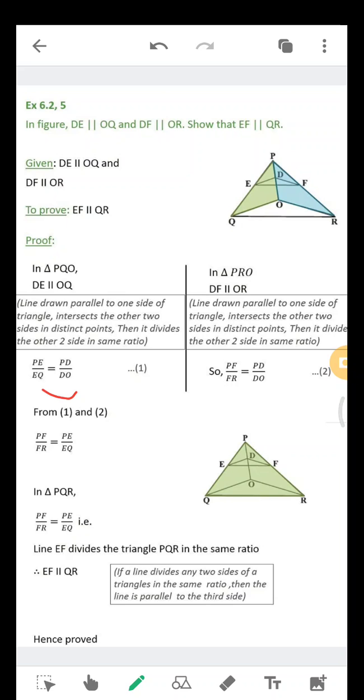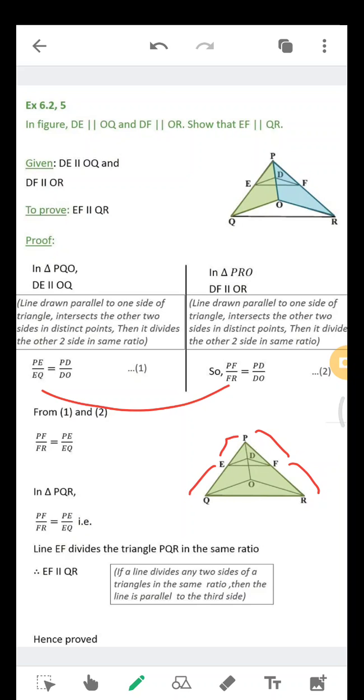PE by EQ is equal to PD by DO. This is also equal to the same. So again, using the same rule, Euclid's axiom, from 1 and 2 we get PF by FR is equal to PE by EQ. So these two will be equal because PD by DO is common in both. So PF by FR is equal to PE by EQ. You can see we have got this here.